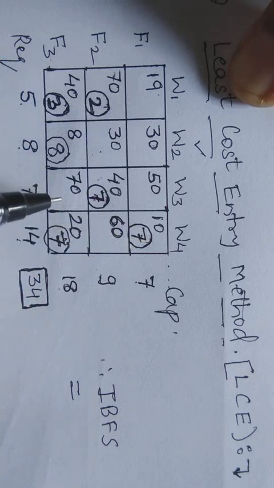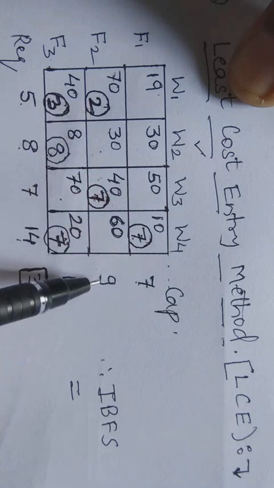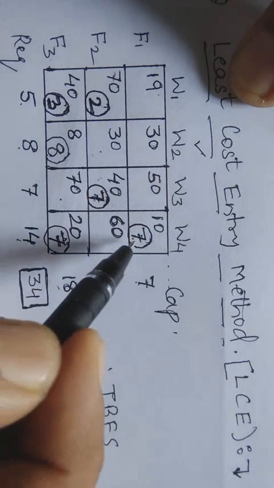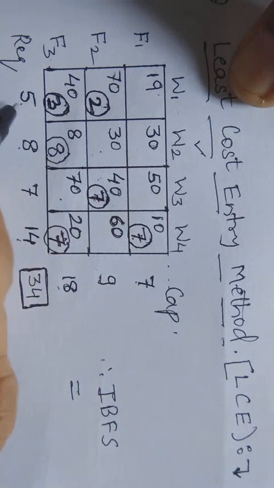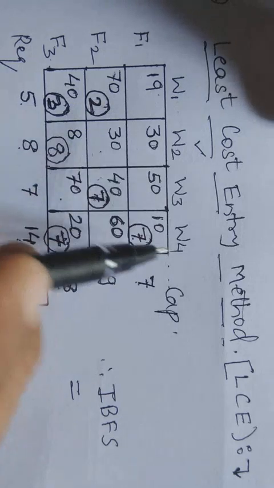At the end, you have to check F1. This 7 should be matching here. 7, 7. 2 plus 7, this is 9. 3 plus 8, 11 plus 7, 18. This should match here, and vertical also should match. 7 plus 7, 14. This is 7, this is 8. 3 plus 2, it is 5. So rows and columns should match correctly. Correct? So this is the least cost entry method.